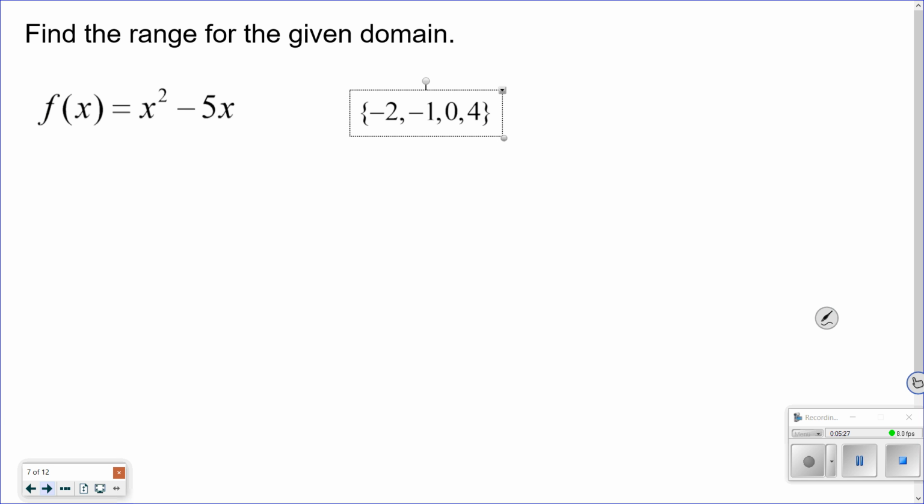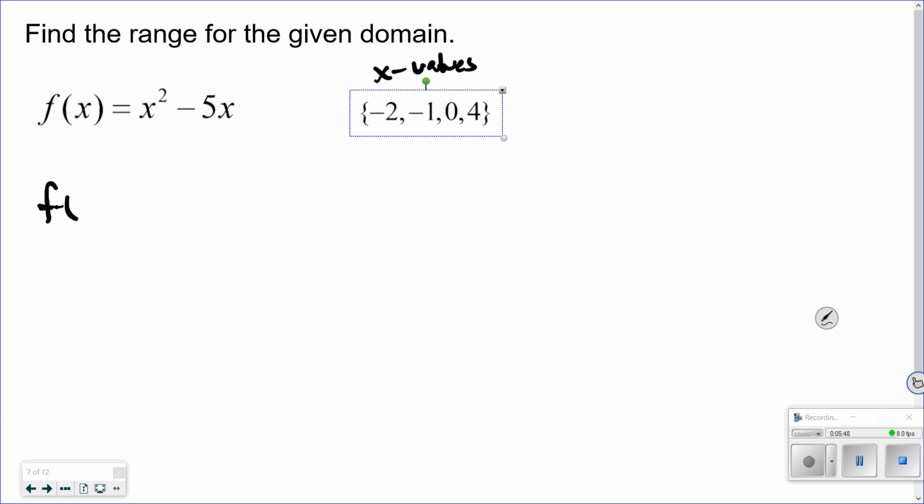So it says f of x equals x squared minus 5x. It says find the range of the given function for the domain. So what that means, this is the domain. These are my x values. Talked about that yesterday. Domain is the x value. So I want to plug those in and find the y values. So what it really means is just to do each of these.